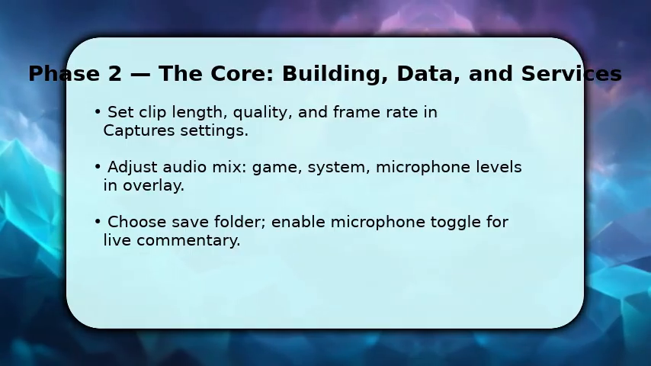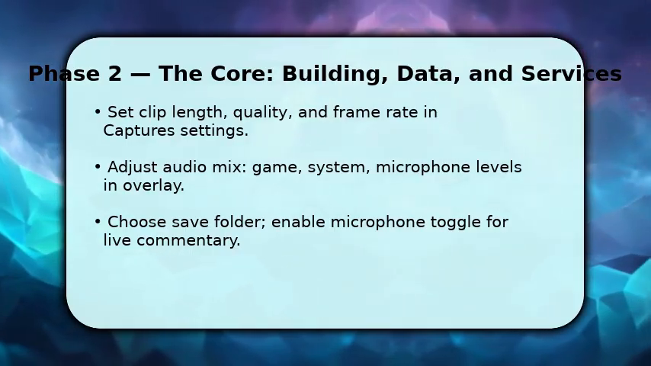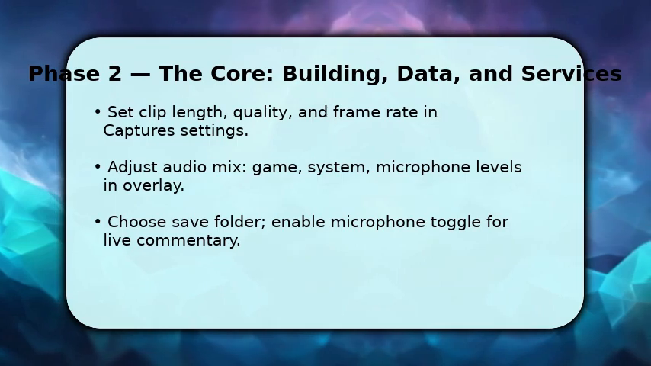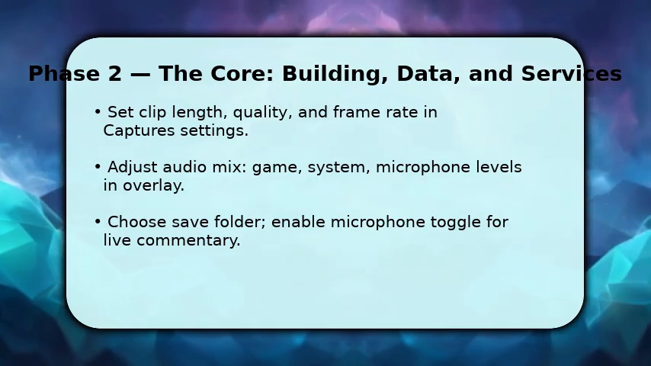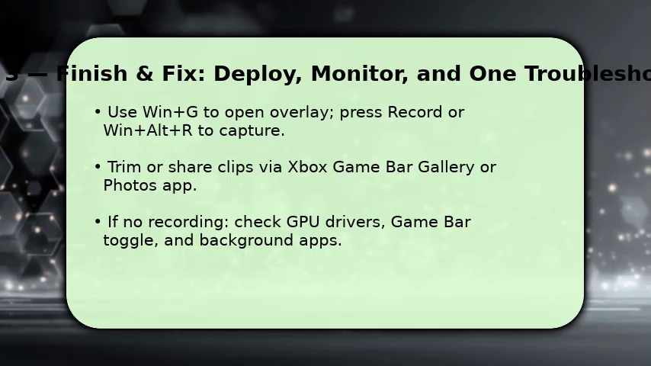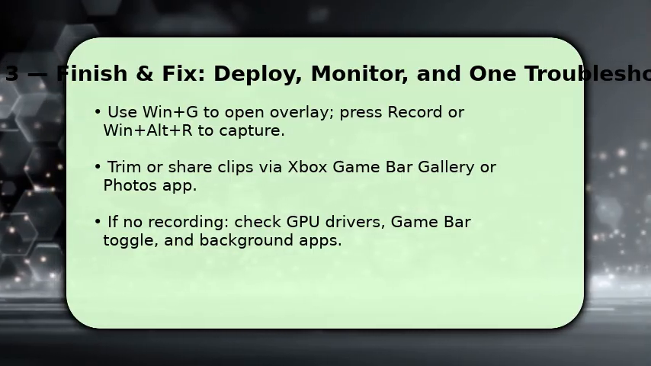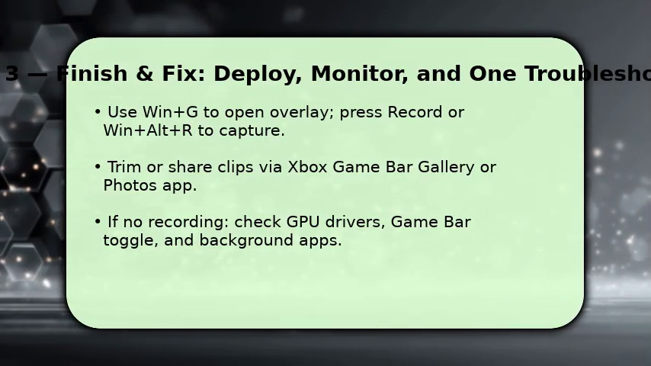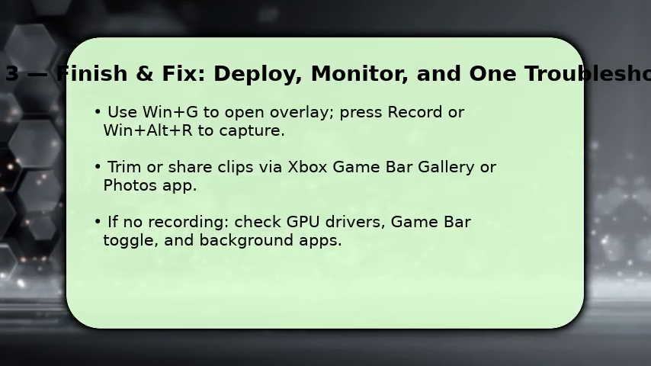Once done, make sure to enable the microphone toggle when you want live commentary. These settings control file size and audio clarity. To finish, open Win plus G and press record or hit Win plus Alt plus R to capture your session. You can also capture a screenshot from the capture widget.